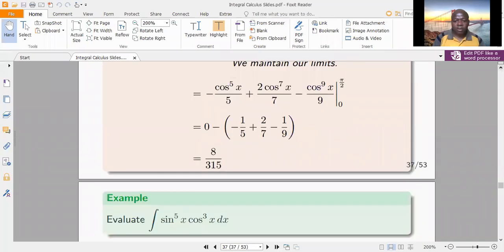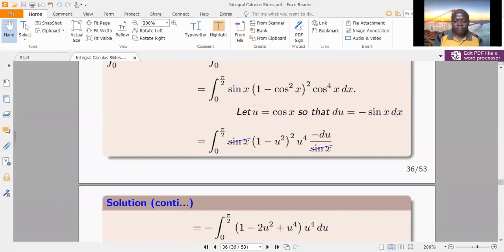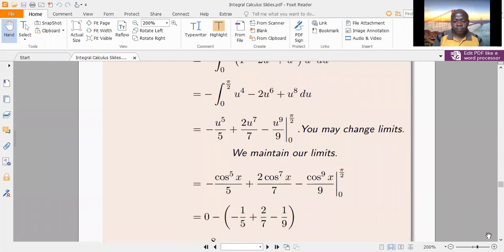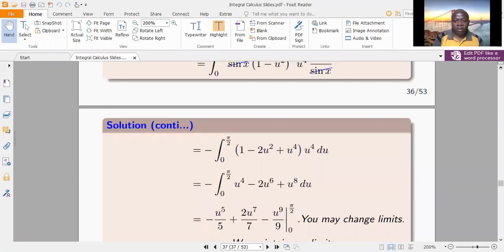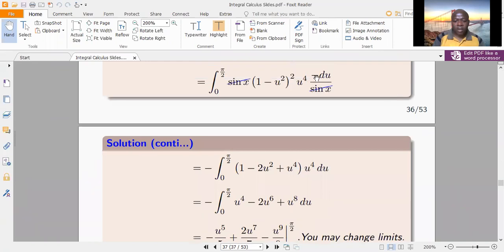So it's here. I decided to take that minus outside the integral sign, and I told you that instead of this, I'll write 1 minus 2u raised to 2 plus u raised to 4, then multiply by this u raised to 4. Now we can do this. We can multiply by u raised to 4.